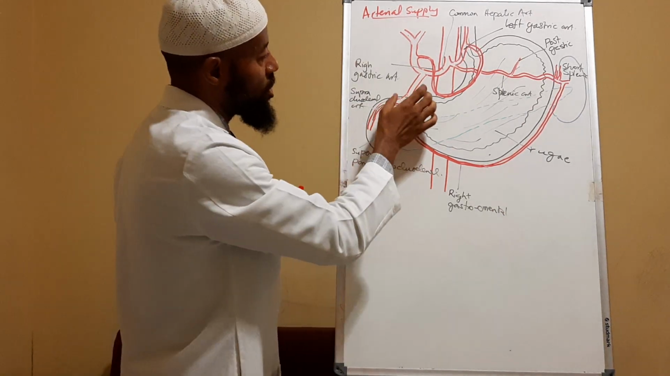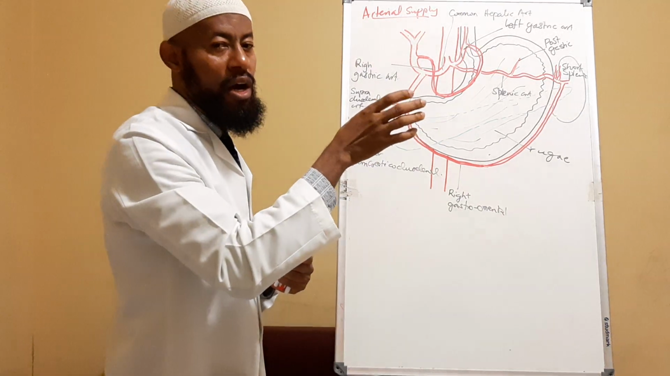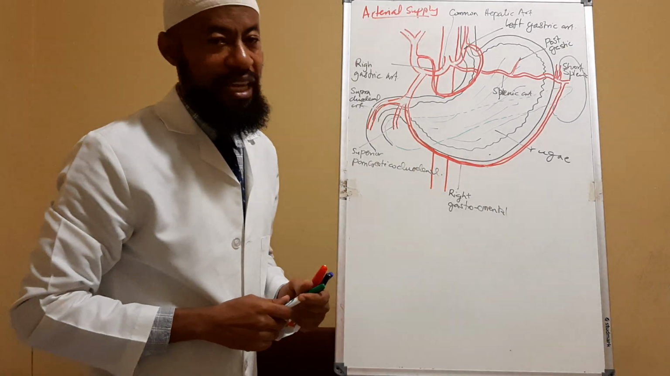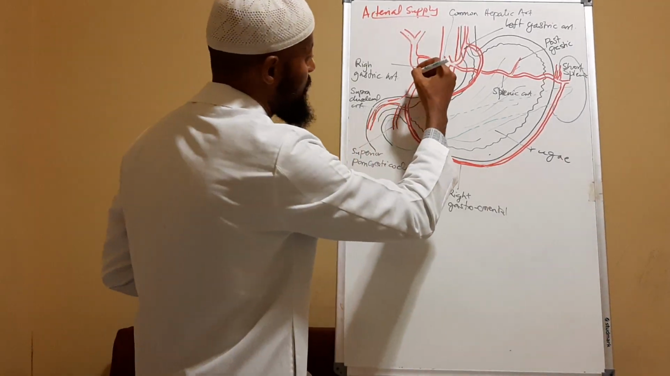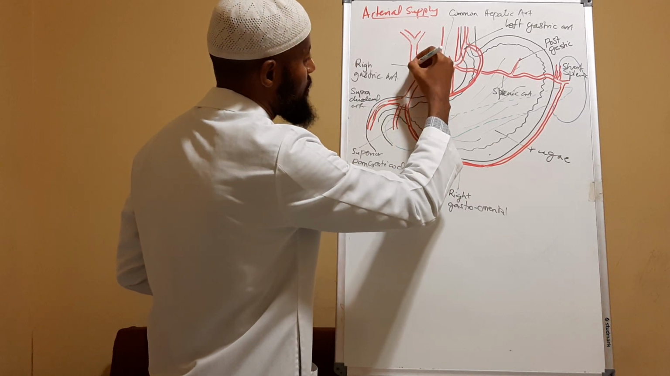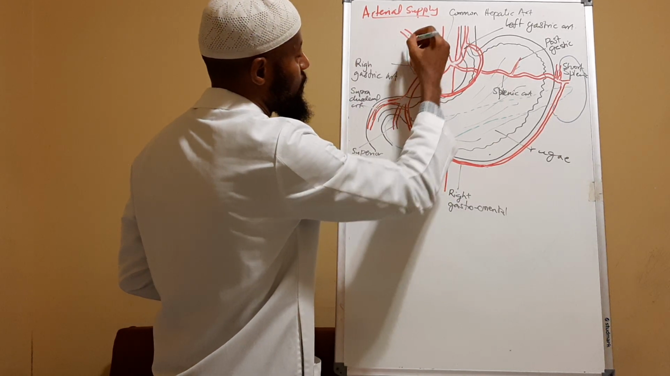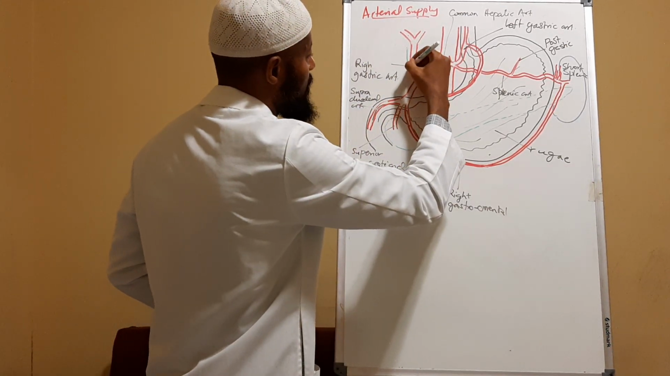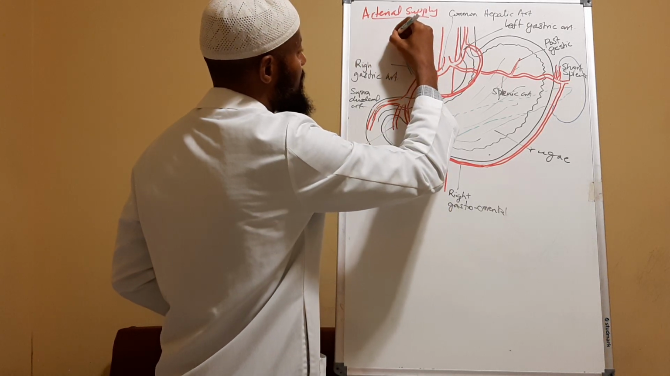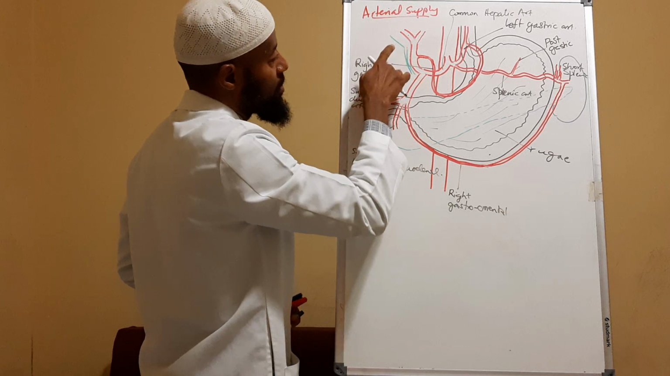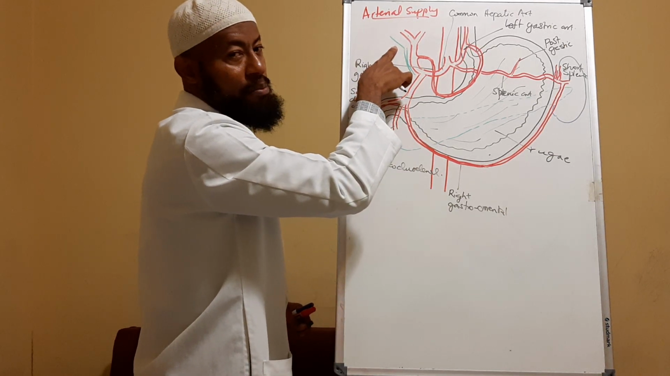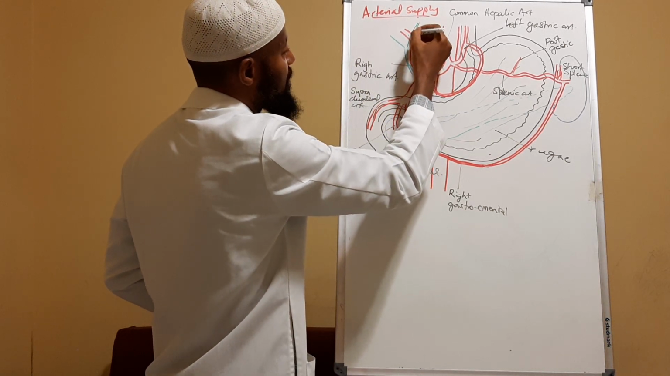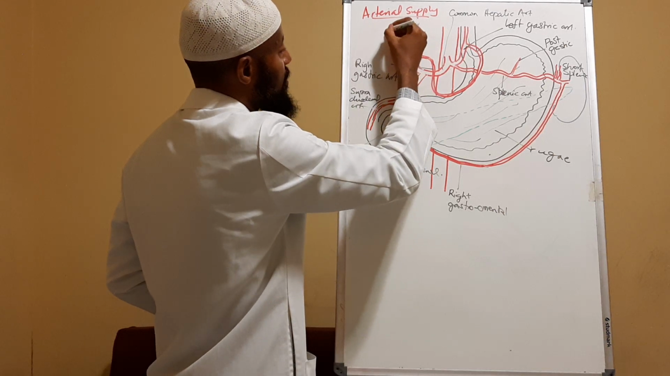Now, there are three important structures that are found in the hepatoduodenal ligament, and they are the common bile duct. So this is going to be the common bile duct as it is traveling with the common hepatic artery. So the common bile duct will bifurcate to become the right hepatic duct, and here is the left hepatic duct.